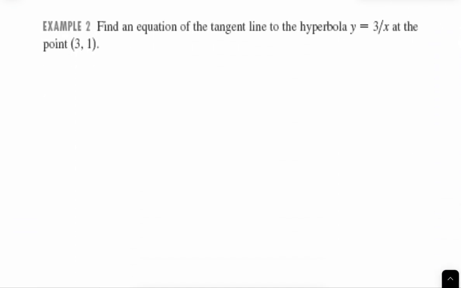So let's look at this problem, and we are going to use the formula we saw before. So let me write that formula down so we have it. So the slope of the tangent is the limit as h approaches 0 of f of x plus h minus f of x all over h. So we've got a formula for a hyperbola, y equals 3 over x. And we want to find the equation of the tangent line at the point 3, 1. So our x value is 3.